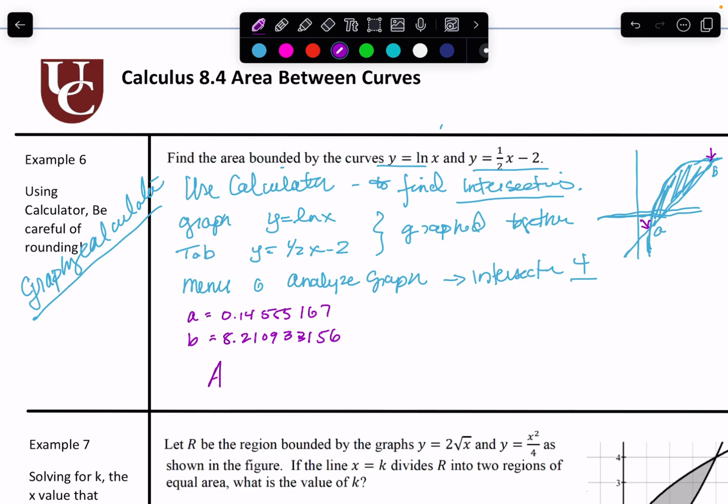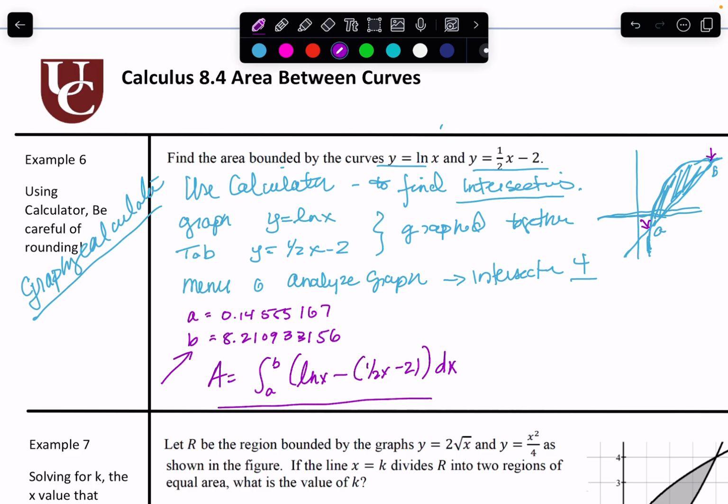So when you're writing the work for this, even though you're going to do it on your calculator, you're going to write area equals the integral from A to B of ln of x minus 1/2 x minus 2, dx, as long as you identified A and B. Again, don't simplify that at all. Now that's enough work to count.